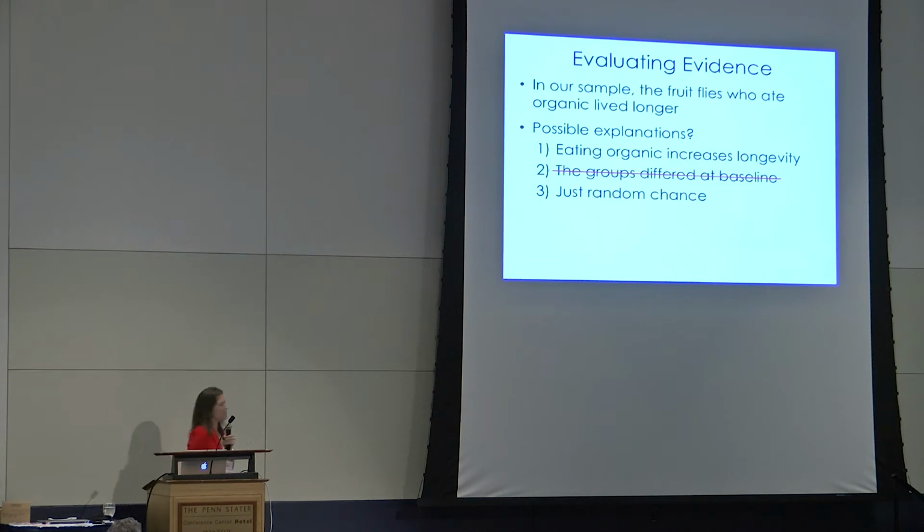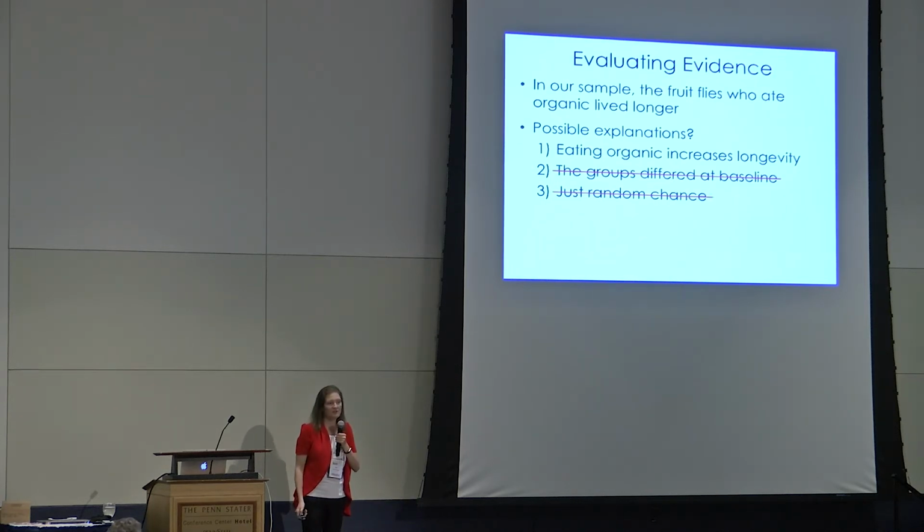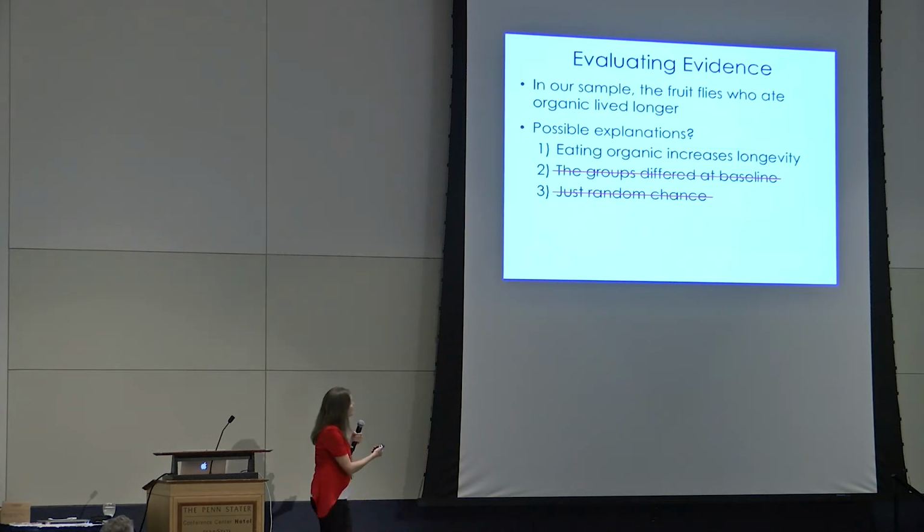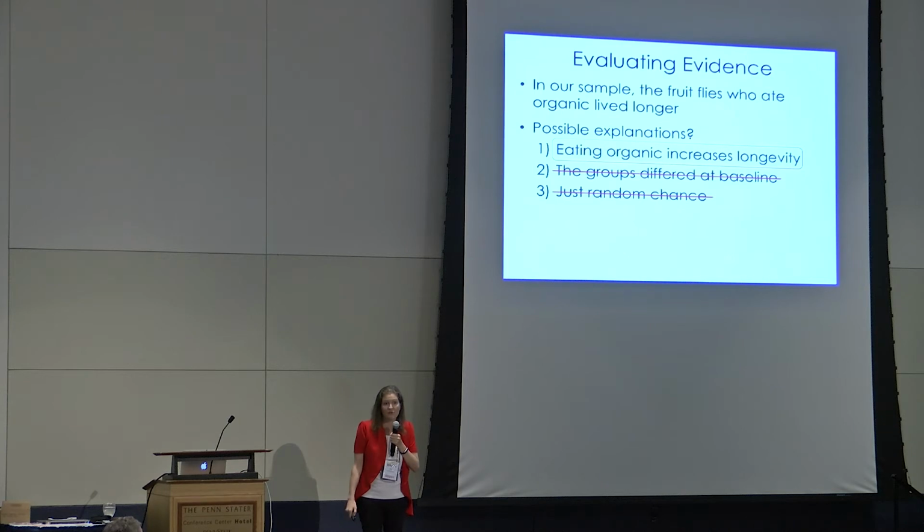All right, so when we go back to our slide, we'd already crossed off groups differing at baseline because of random assignment. Here we can now also cross off just random chance. We simulated 11,000, didn't get any statistics anywhere near as extreme as the observed. So what are we left with? We have pretty convincing evidence that eating organic really does increase longevity in fruit flies.